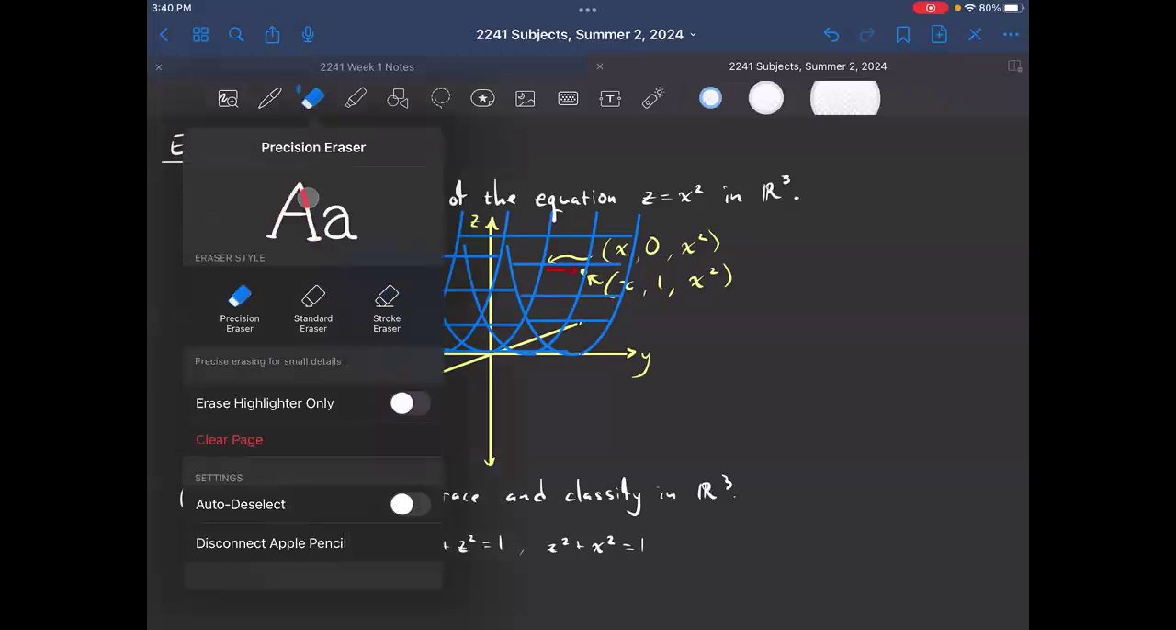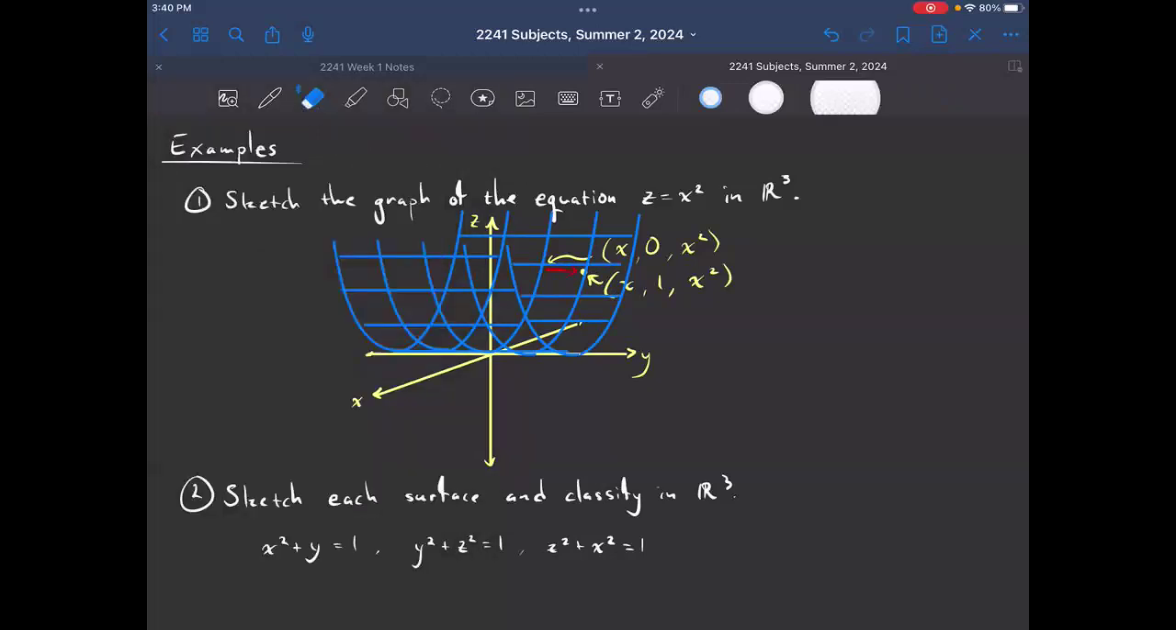If I erase, it's going to be hard to erase, but maybe I'll outline it in red. Red, there we go. Okay, so here's the outline of the shape that I'm interested in. Okay, cool. So there's my shape sketched in 3 dimensions, and I can see all of the traces here and grid lines. And I've understood that this is a parabolic cylinder.